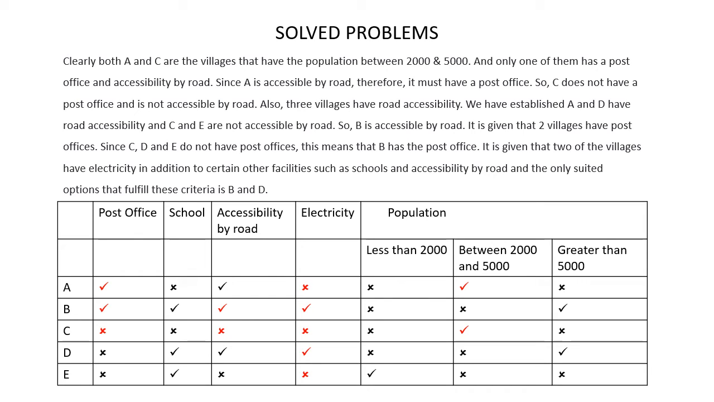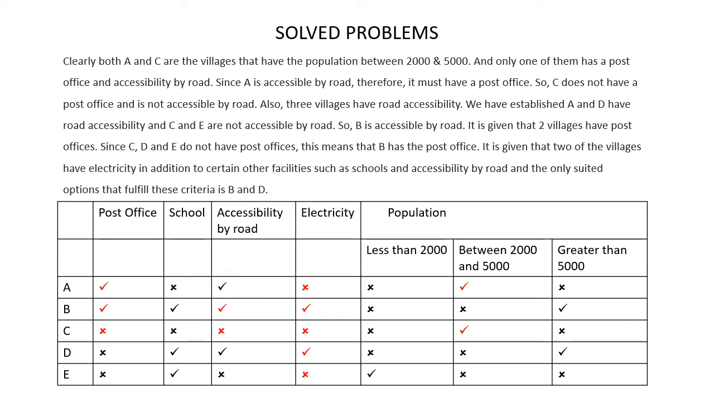It's given that only one of them has a post office and accessibility by road. Since we know that village A has accessibility by road, it means that village A has a post office. So village C does not have a post office and is not accessible by road. Also, it's given that three villages have road accessibility.